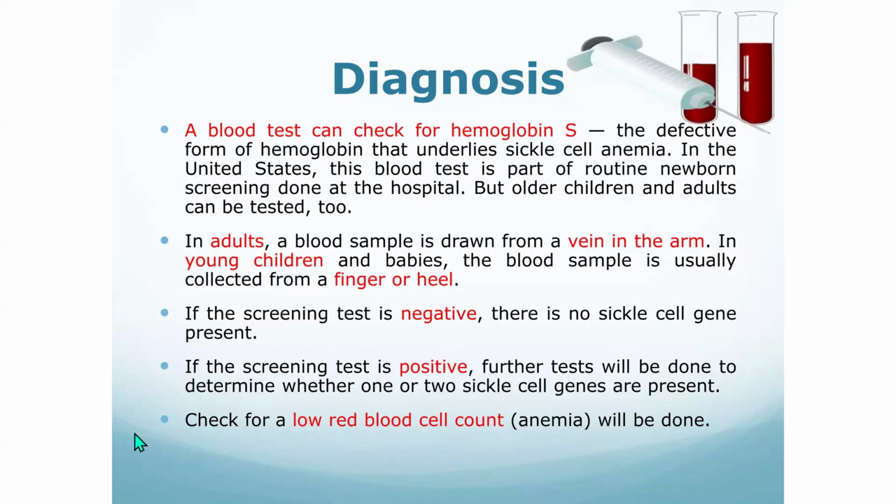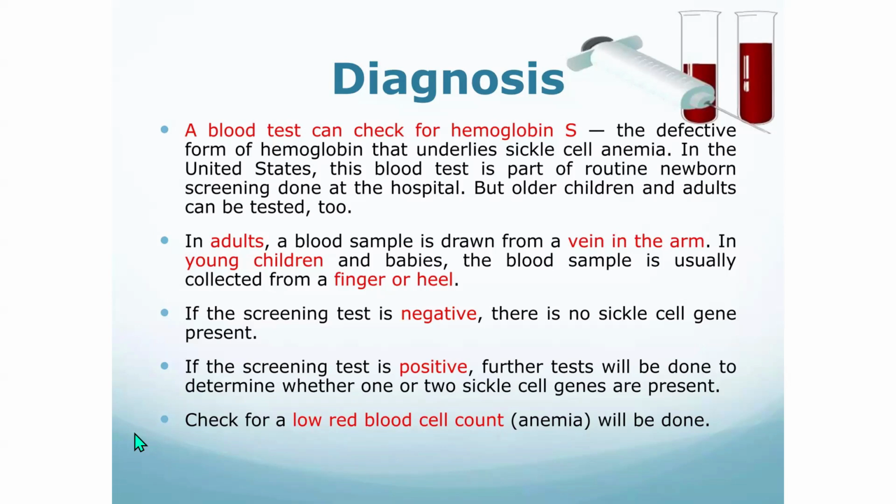So you can get the blood cells and test for the presence of hemoglobin S. And of course, in adults, a blood sample is drawn from a vein in the arm. In young children and babies, the blood sample is usually collected from a finger or heel. If the screening test is negative, it means that there is no sickle cell gene present.